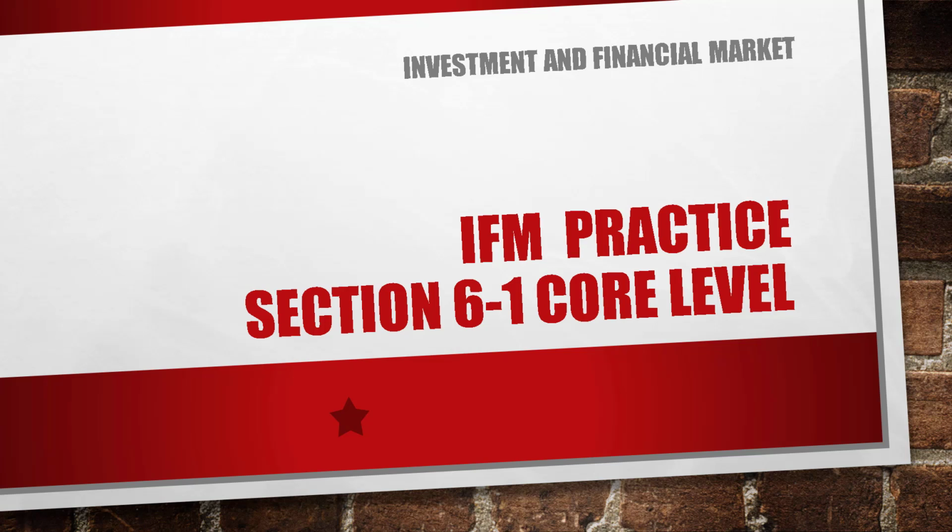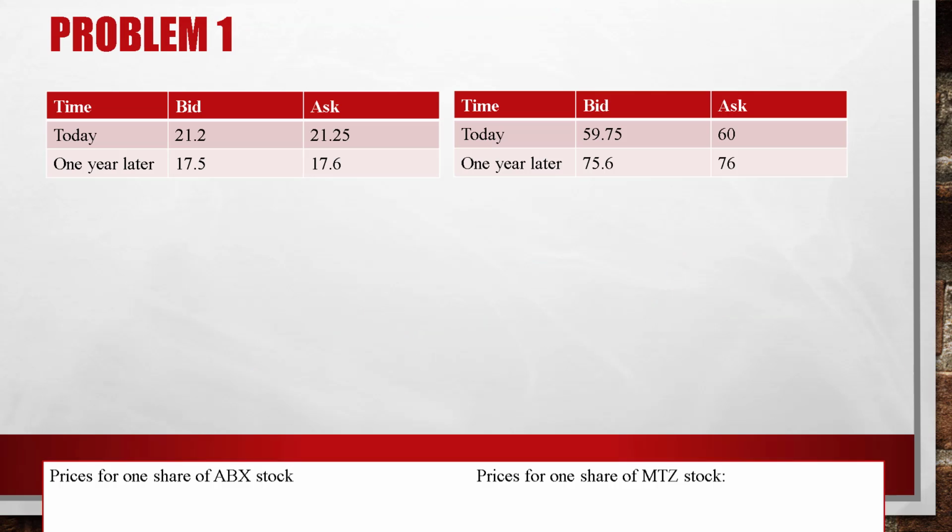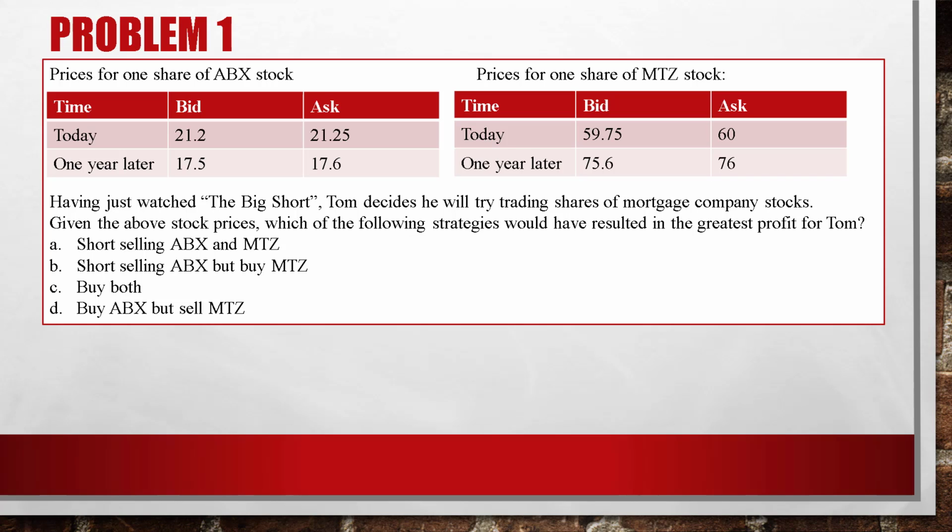This video is section 6-1, the core level. So let's look at the first problem. Prices for one share of ABX stock and prices for one share of MTZ stock. Here we have two tables, one for ABX stock and one for MTZ stock.